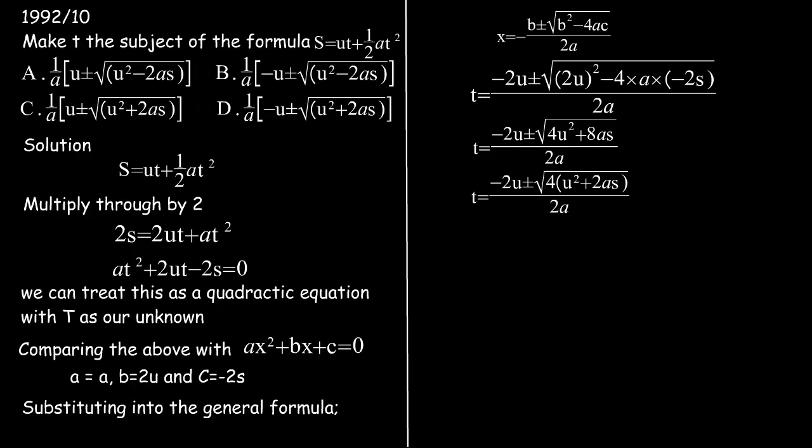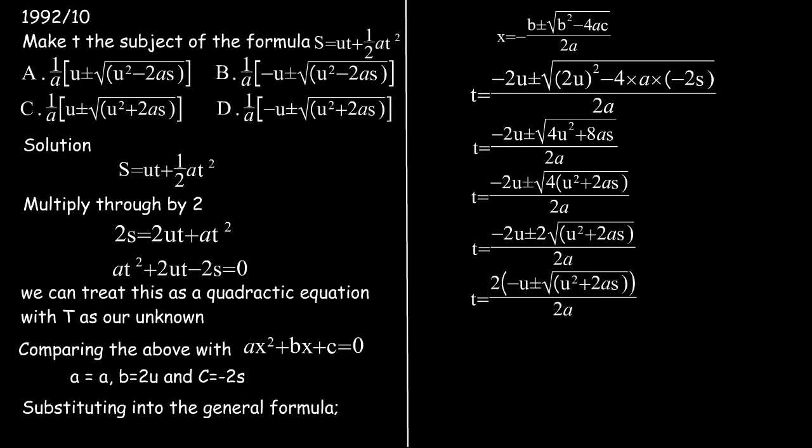And when we simplify further by bringing out the square root of 4, which is 2, we get t is equals to minus 2u plus or minus 2 the square root of u square plus 2as in bracket divided by 2a. Now factorizing our numerator, we get t is equals to 2 in bracket minus u plus or minus the square root of u square plus 2as in bracket divided by 2a.